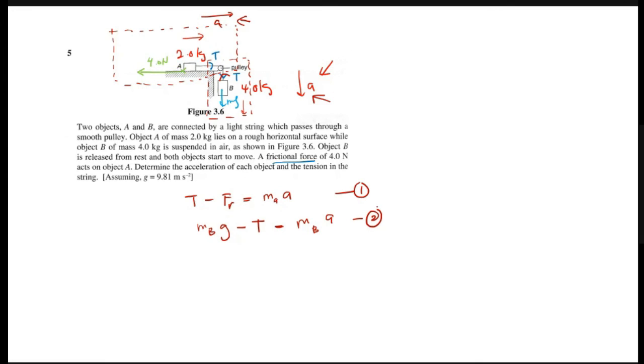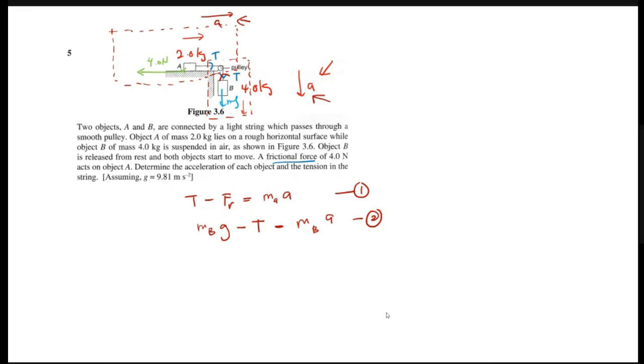Okay. So you have two equations. MB times G is positive because it is the same direction as A. T is pointing upwards, because the tension is pulling the block B upwards, and it equals MB A. This is very important because the whole answer depends on these two equations.